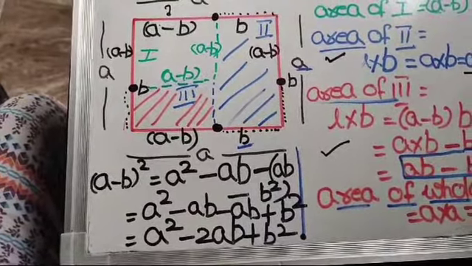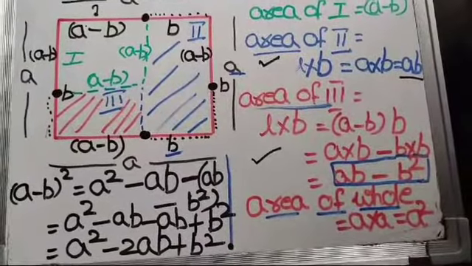This is our geometrical proof of the identity A minus B whole square.